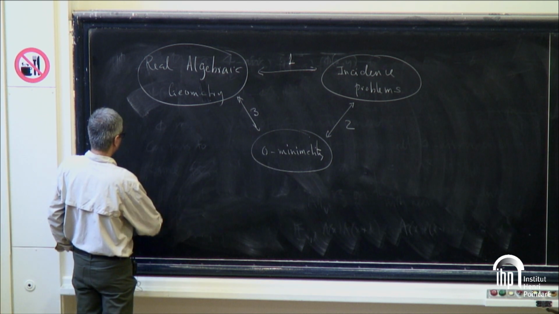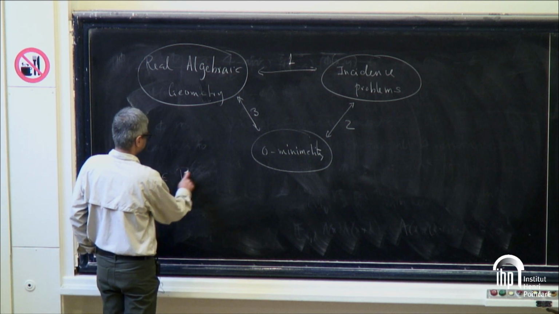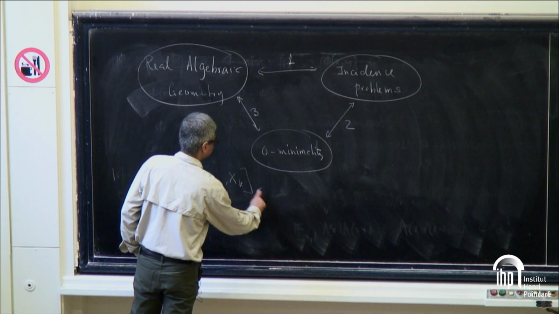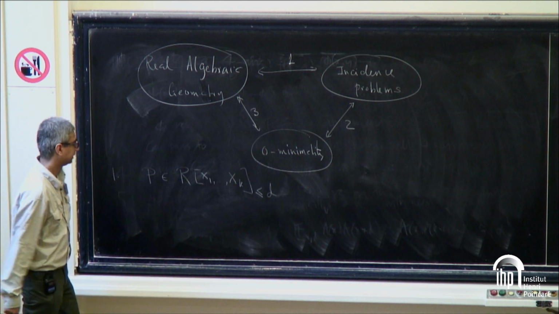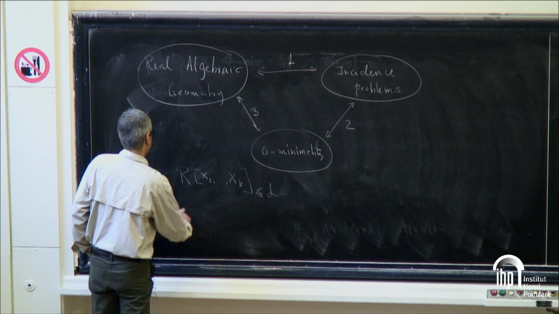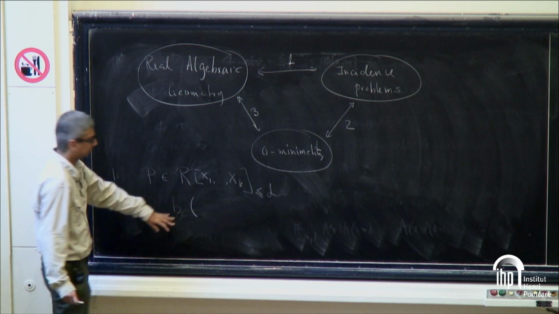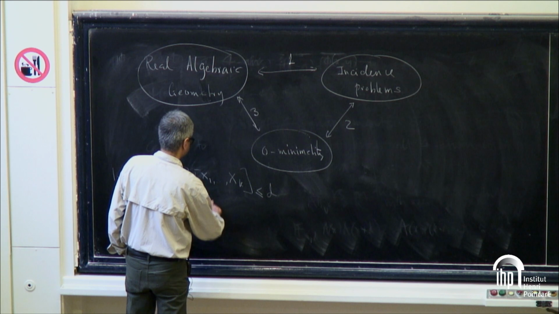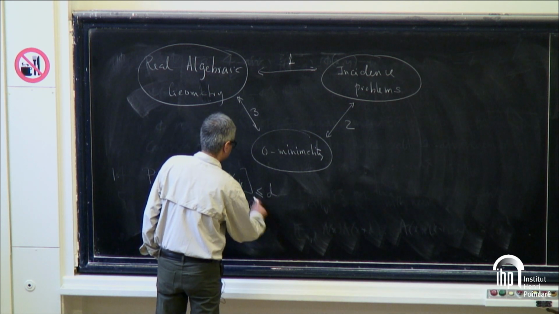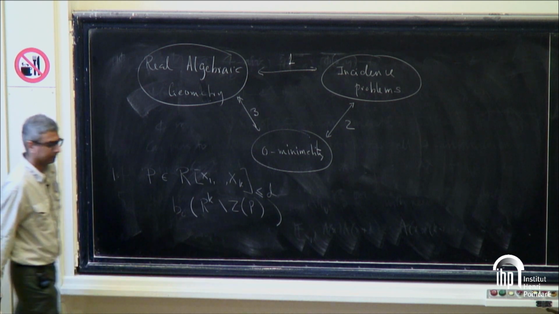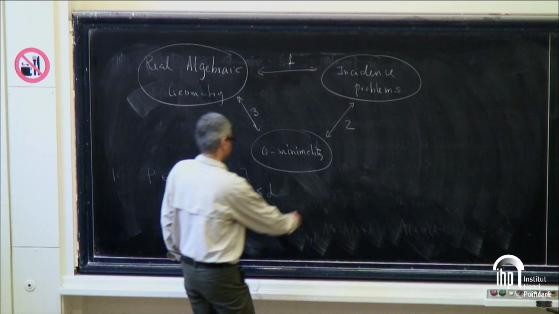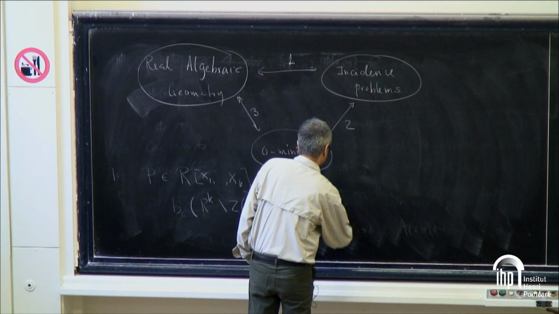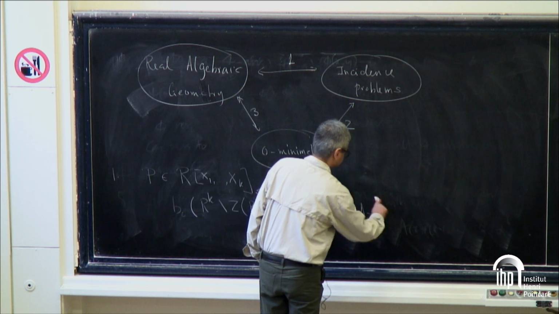More precisely, you would like to know that if I have a polynomial p in k variables with real coefficients of degree at most d, then you want a bound on the number of connected components, which I'll call the 0th Betti number, of the complement of this polynomial. And this number is bounded by a quantity which is more precisely something like this.